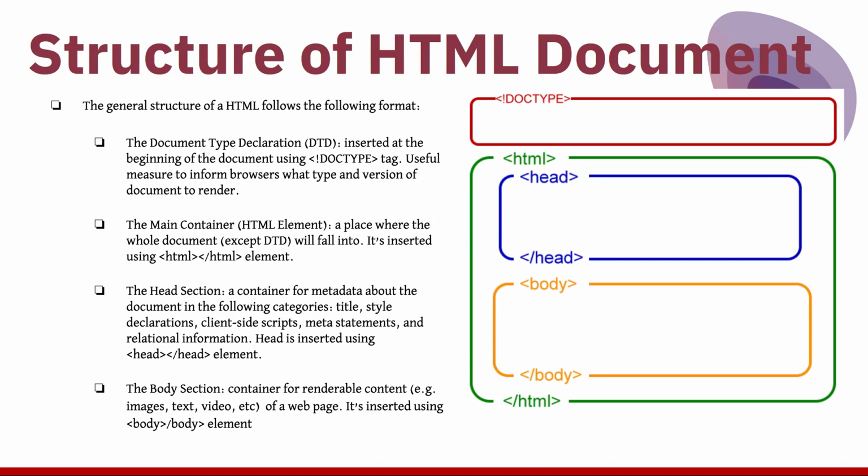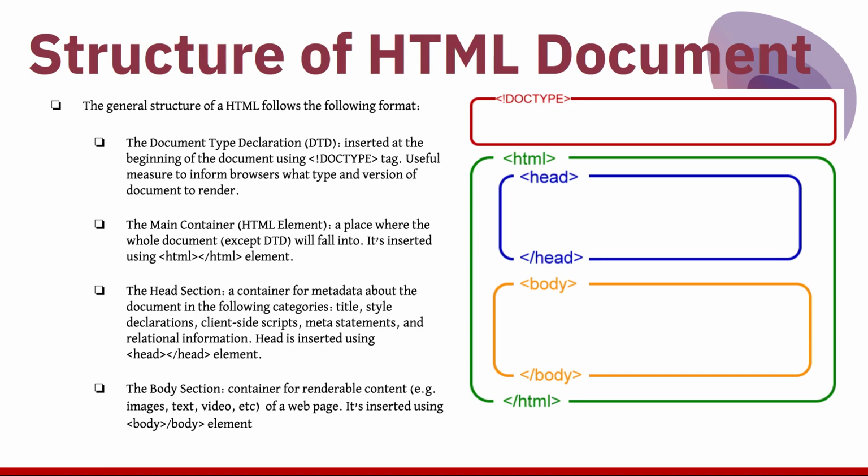All right, so let's look at the structure of the HTML document. Now, the structure is normally in this format. We have four distinct parts. The first part is the document type declaration, the DTD. Then we have the main container, the head section, and then the body section, which is the last one.